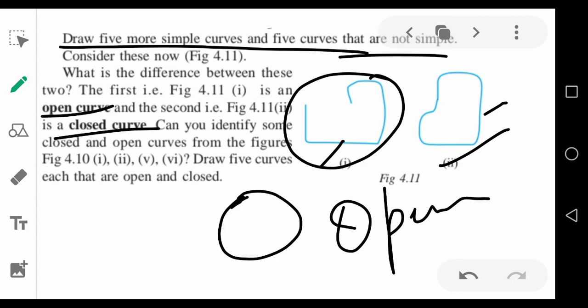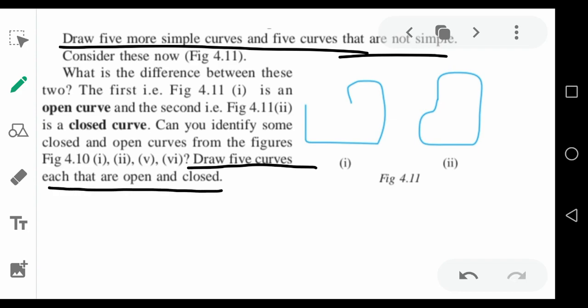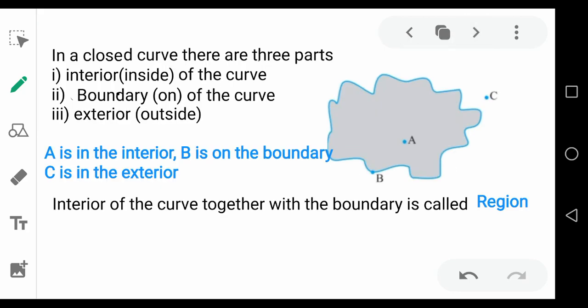Okay. So now what you have to do is draw 5 curves which are open and closed. So before, what did I ask you? You have to draw 5 simple curves and 5 curves that are not simple. Now we have to draw 5 curves which are open and 5 curves which are closed. Okay. Now coming to the next.